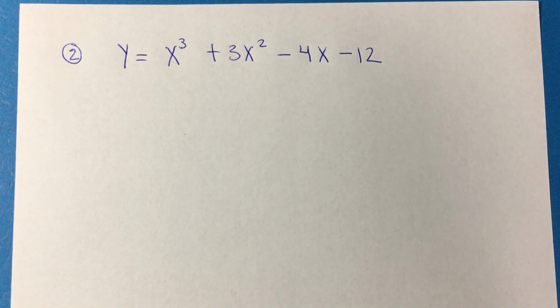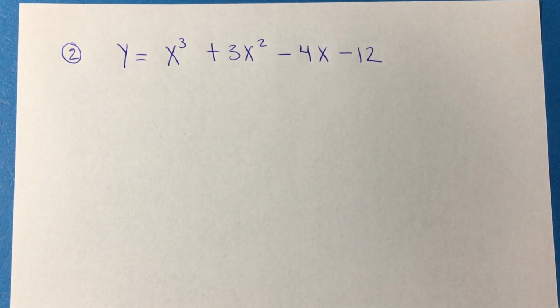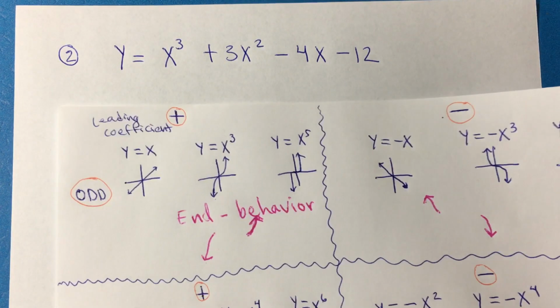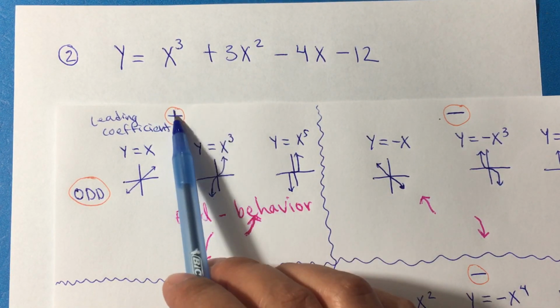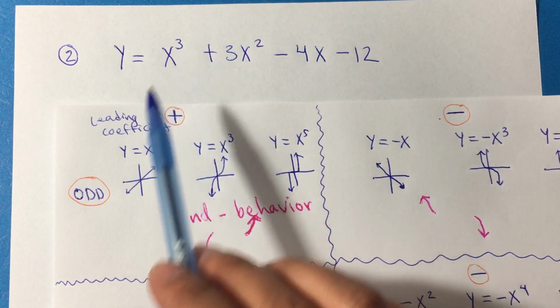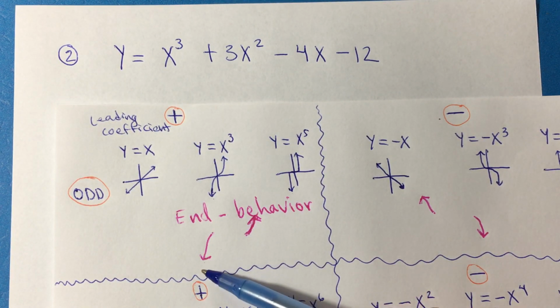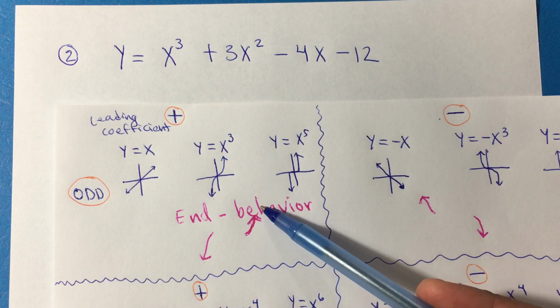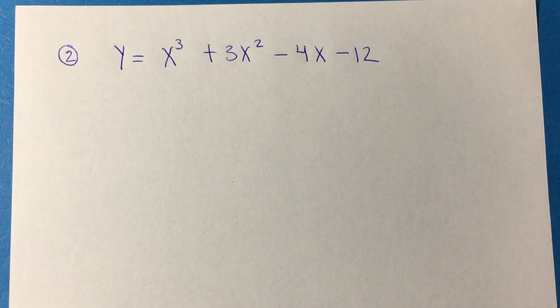Okay, for number 2, we have y equals x cubed plus 3x squared minus 4x minus 12. I immediately start by saying, oh, my leading coefficient is positive and the degree is odd. So that means that it's going to go down on the left and up on the right for my end behavior. So have that in mind.